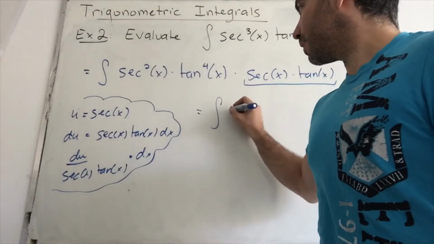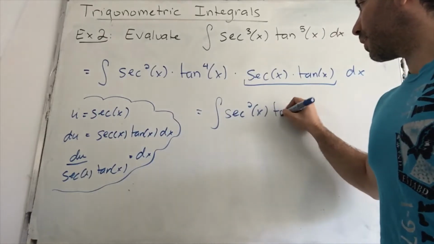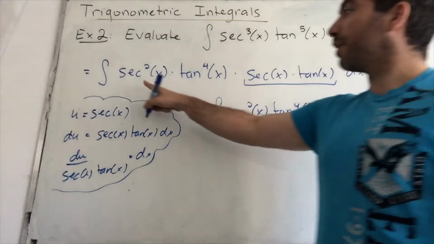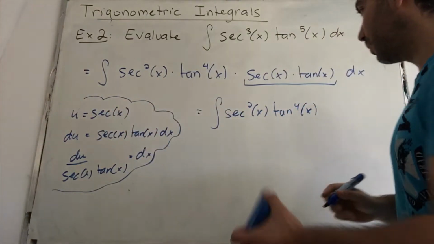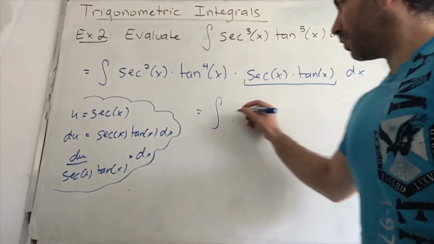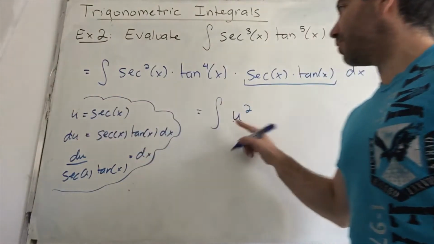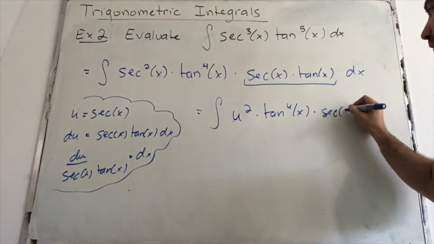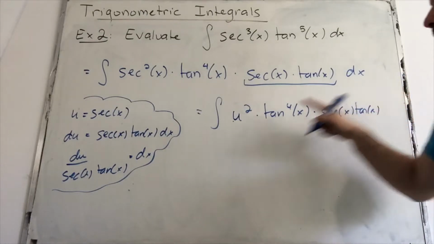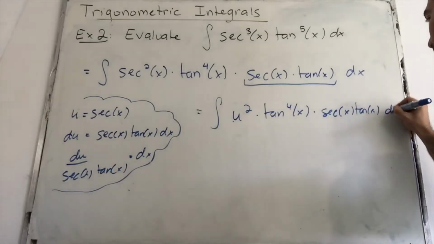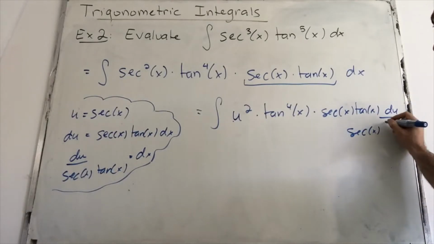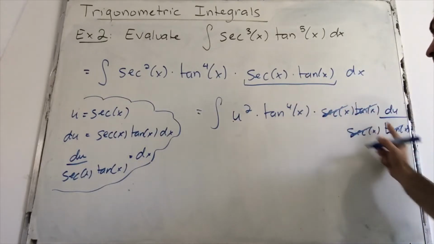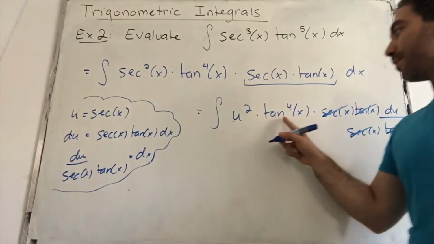This integral is equal to secant squared tan to the 4. Well, the secant we could rewrite in terms of u. Let's do that right away. So secant is u, so this is u squared. Tan, there's nothing we could do about it, we have to leave it. And the secant tan we have to leave as well. Secant tan. And the dx we're going to rewrite as du over secant tan. I don't have room, I'm just going to write it here. Secant tan. And notice that the secant tan cancel. What we saved canceled out, leaving us with just the integral of u squared times tan to the 4x du.